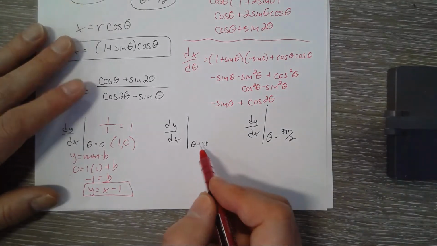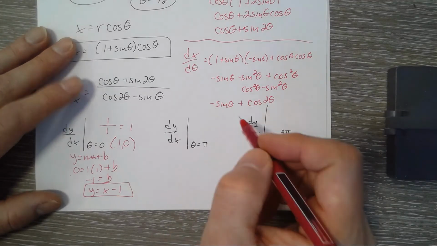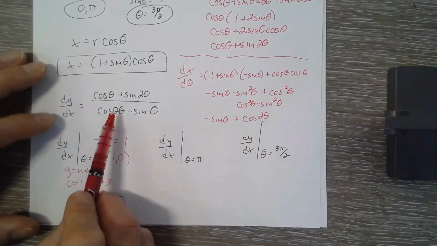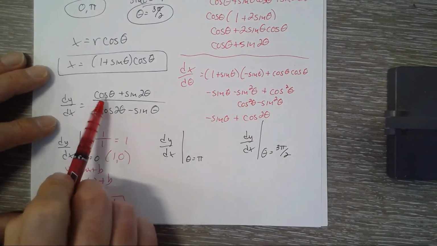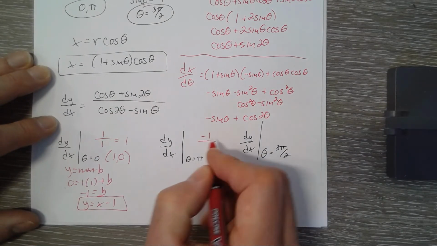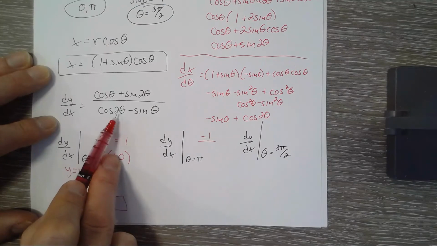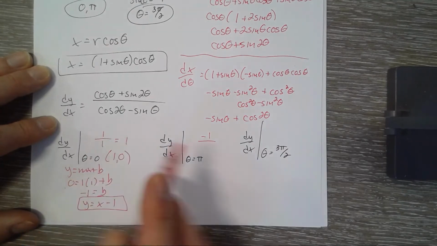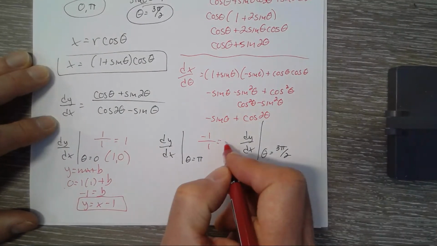At theta equals pi, we can find our slope by plugging it into our derivative. Cosine of pi, negative 1 plus 0, so it's negative 1 over cosine 2 pi is 1 minus 0, so it's negative 1 over 1, which is negative 1.